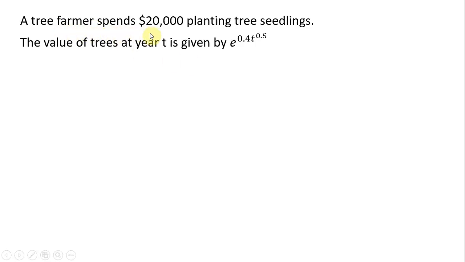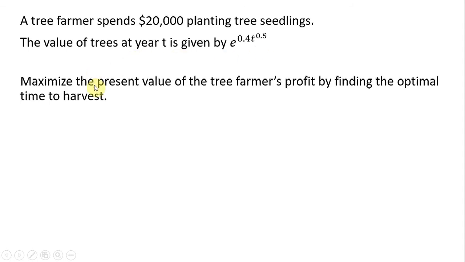In this video, we're going to look at calculating the optimal time to harvest. A tree farmer spends $20,000 planting tree seedlings. The value of these trees at year T is given by the following equation. We want to maximize the present value of the tree farmer's profit by finding the optimal time to harvest.